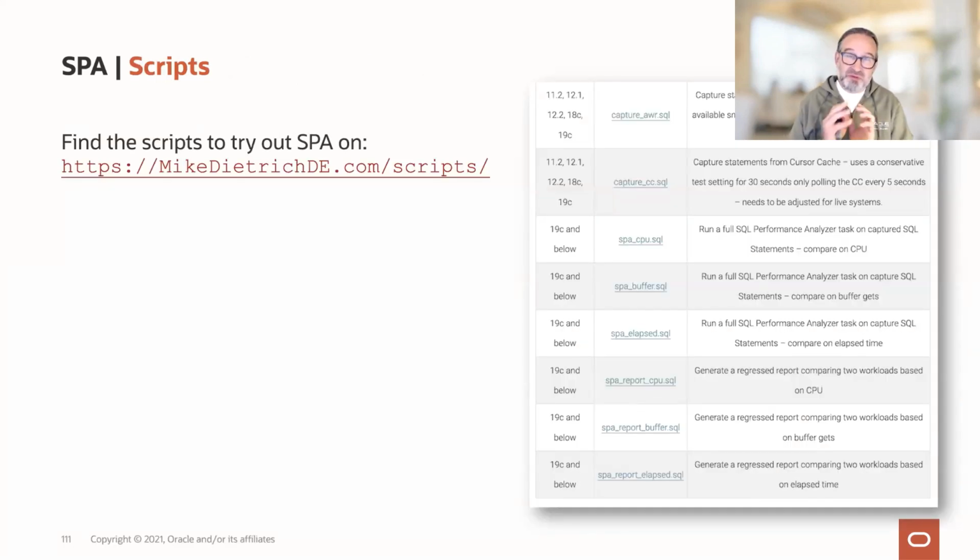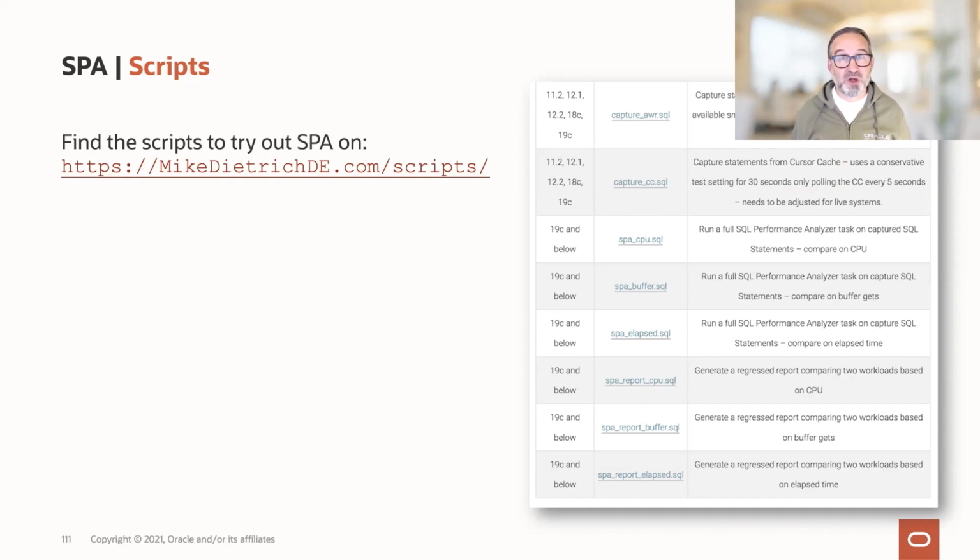And if you think, oh, this sounds good, but where do I start now? We put on the blog all our scripts. So how to capture from AWR, how to capture from cursor cache, how to use SPA runs to evaluate based on CPU time, on buffer gets, on elapsed time. And you can easily change these procedures also for direct IO and whatever. And also the reports here, just the regressed reports, because we think they're the most helpful ones, but please feel free to grab them from the blog.